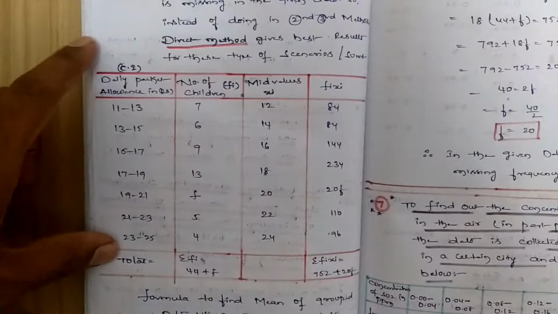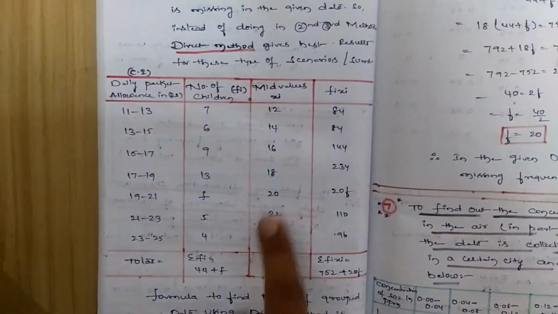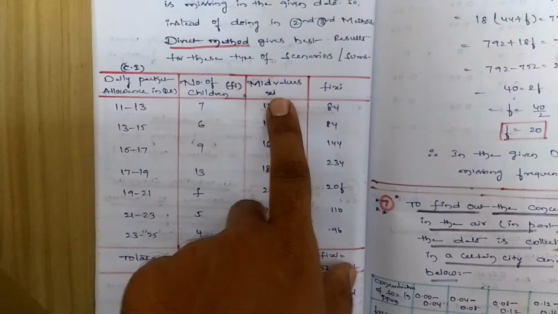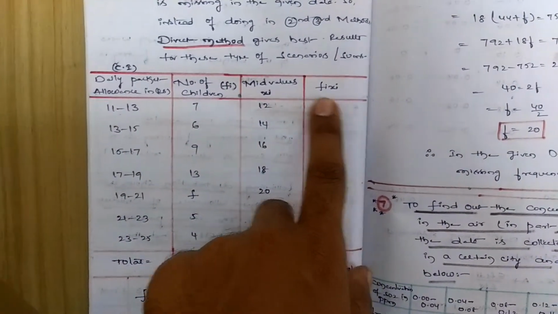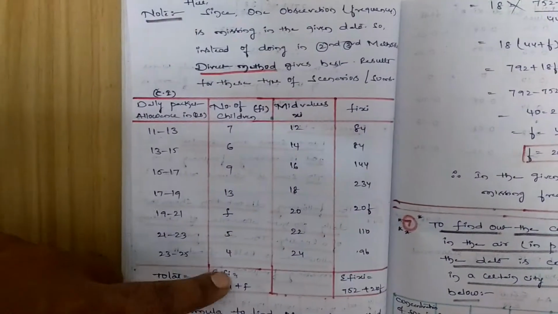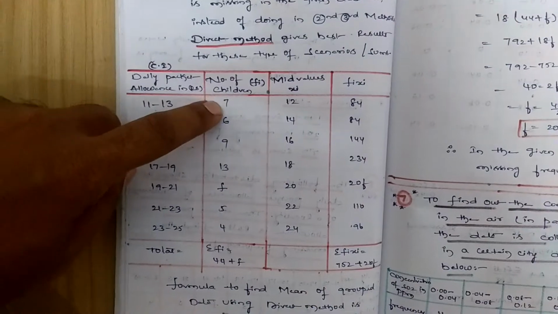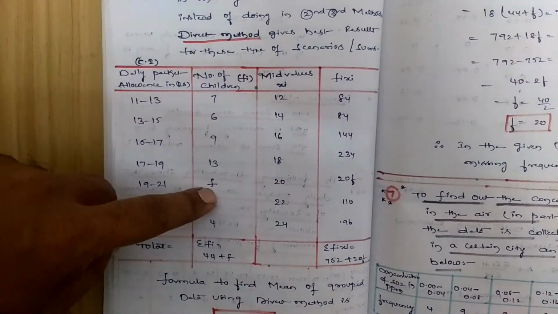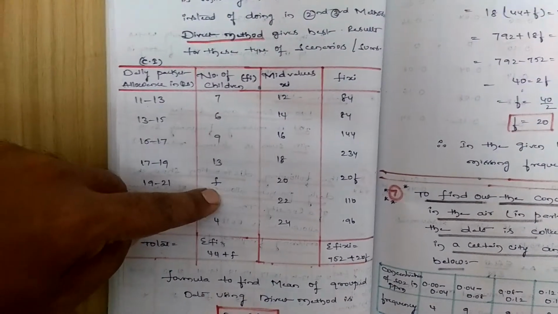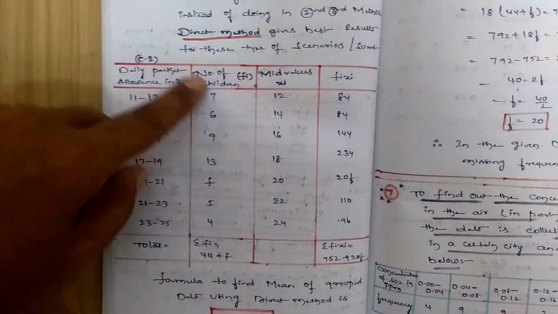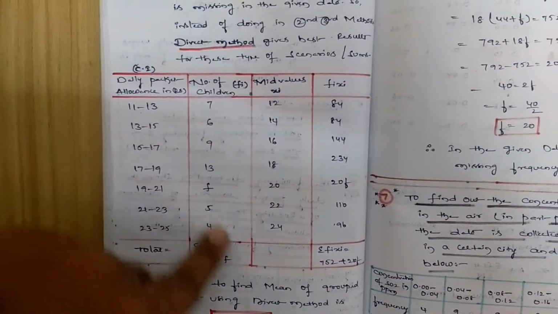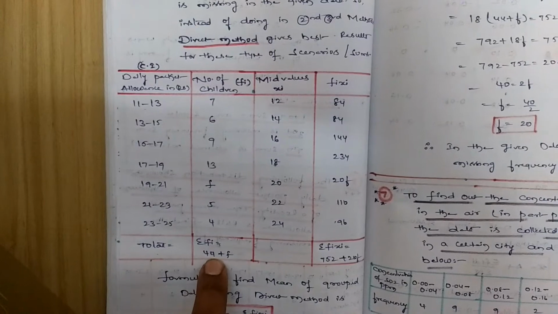For grouped data, how many extra columns are needed? We need two extra columns: the mid values, that is xi, and the fi xi column. Before filling these columns, take the sum of the frequency column, the second column. Here all numerical values are given except f, which is a literal value. We cannot add this literal value in sequence, so we take the sum of all the observations and keep the literal value separate. So the total is 44 plus f.